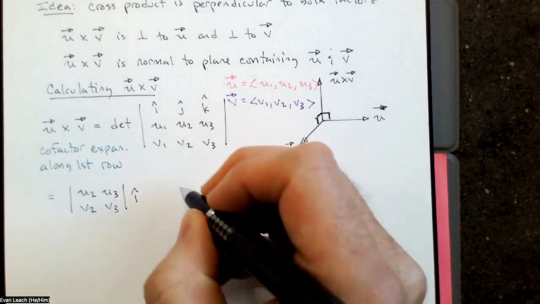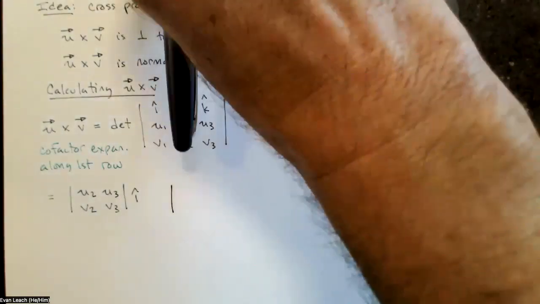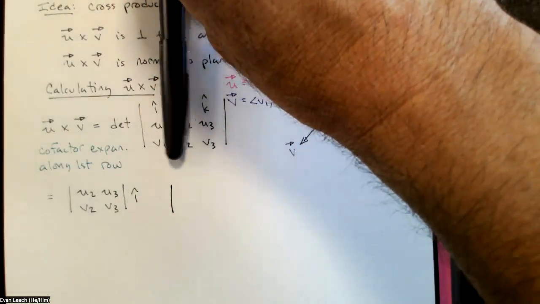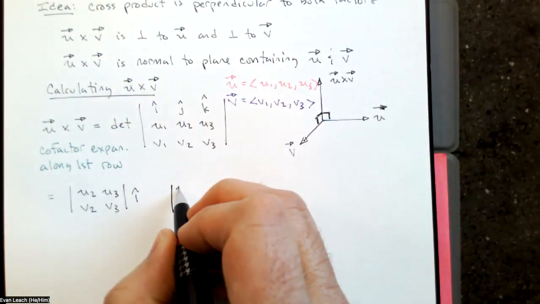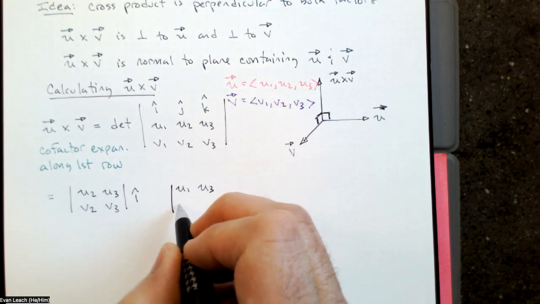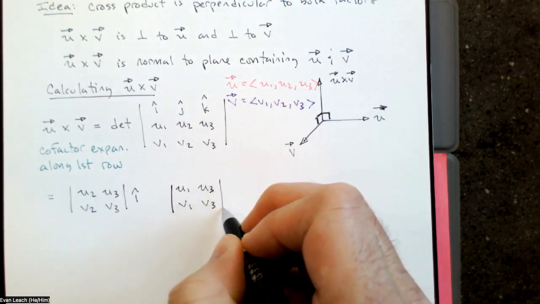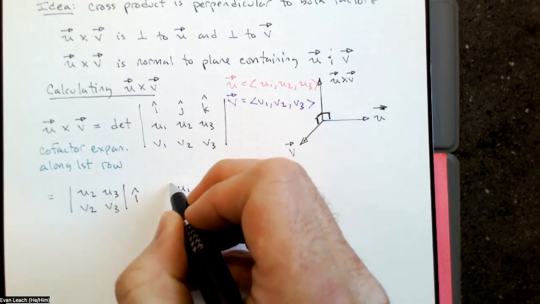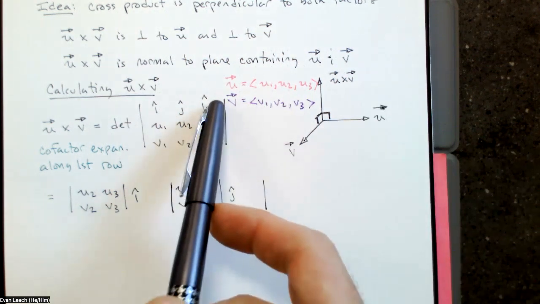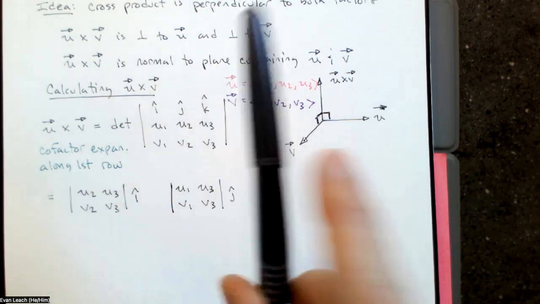Then we do the same thing. We make a cofactor for the J column, and that's going to have U1, U3, V1, V3. And then our third term is for the K entry, and the cofactor for the K entry is U1, U2, V1, V2.